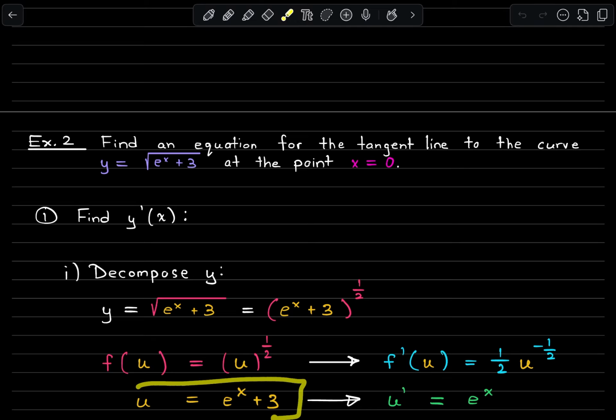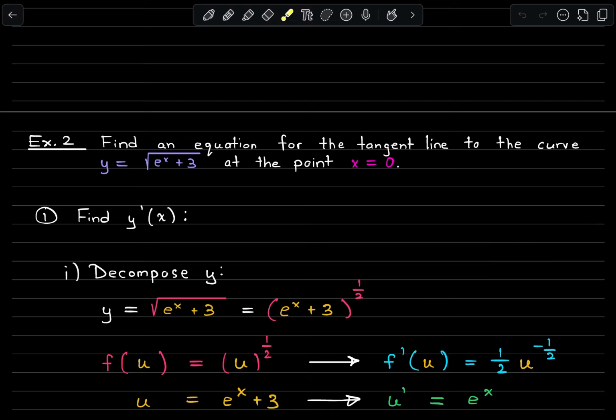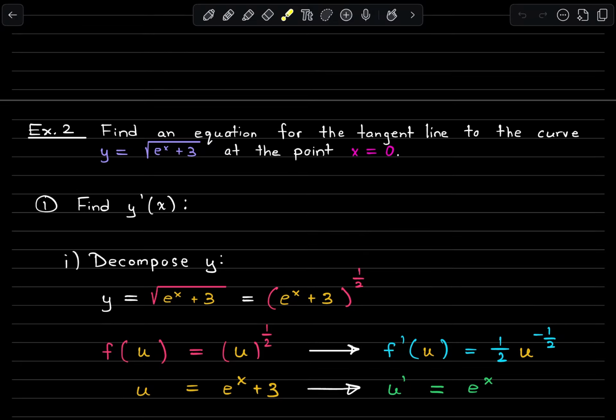Now, I've got a separate function. u is equal to e to the x plus 3. We take the derivative of that. Derivative of e to the x is itself. It's a special function that we talked about earlier. Derivative of e to the x is just e to the x. That 3 vanishes as we take the derivative. It becomes 0.